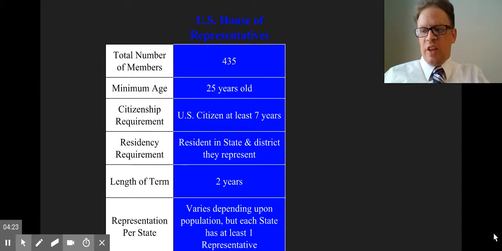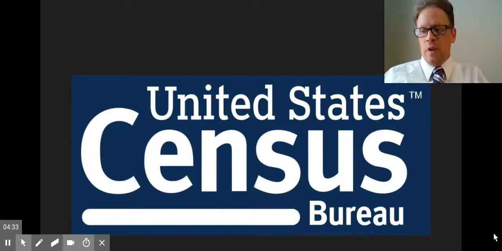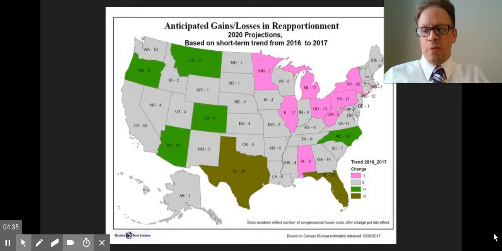The seats in the House are apportioned or distributed according to the population of each state, which is determined by the U.S. Census Bureau. Each state's number of seats is reapportioned or redistributed after each U.S. Census. We have a census once every 10 years. Our next census is 2020.